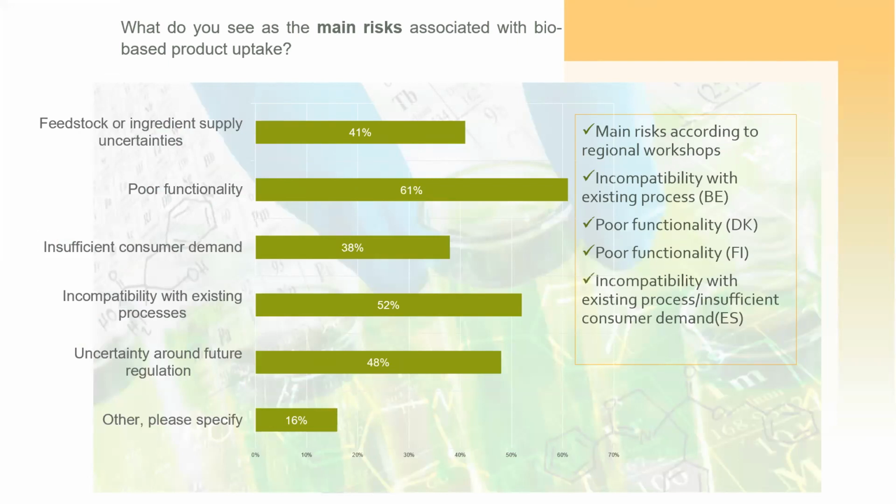Looking at how this was responded to regionally within our regional workshops, we found poor functionality as the main risk identified in Denmark and Finland, followed by incompatibility with existing processes, which was indicated as the main risk in Belgium and Spain. We also found an additional top risk in Spain around insufficient consumer demand, which was more apparent in Spain than some of the other regional countries.